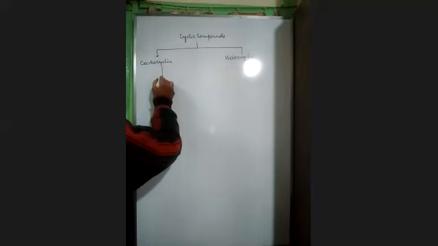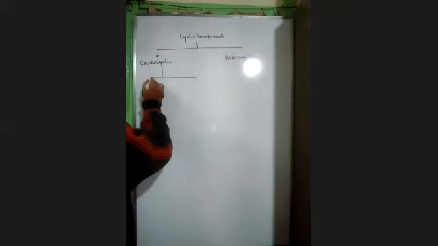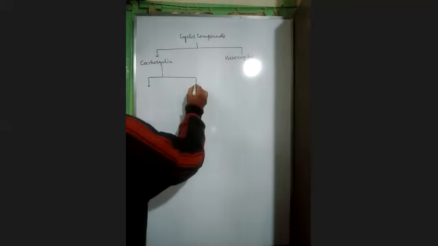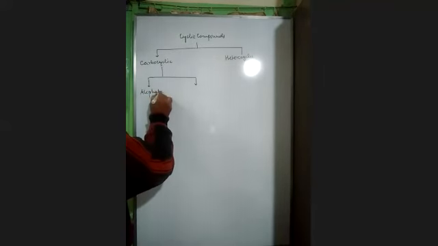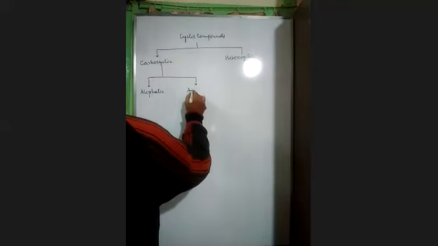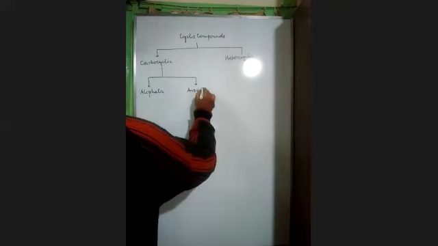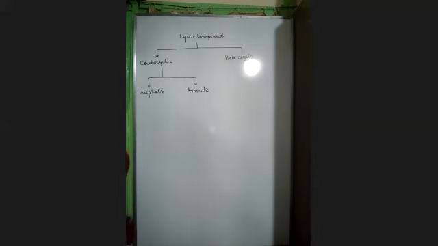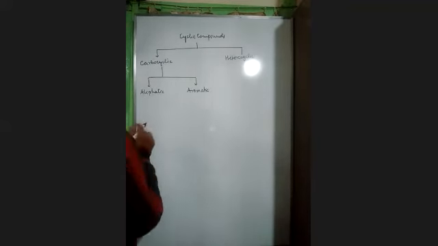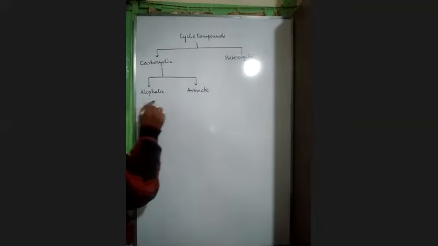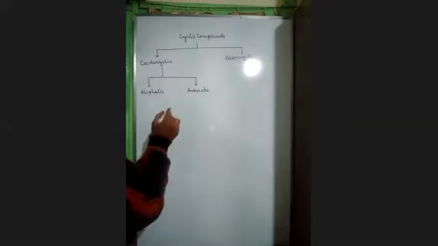Now, carbocyclic compound again can be classified into two categories. We call it aliphatic, and the second one you call aromatic. I'll discuss everything with you. When you go for aliphatic, I'll give an example. Let me write aromatic first, then after that I'll perform.